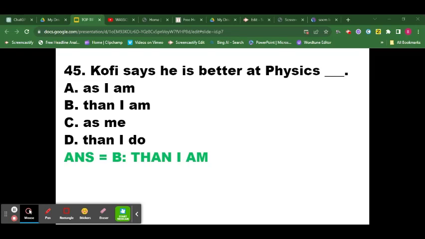Then we can use the elimination method. As I am in A doesn't tally, as me in C, and than I do in D are all incorrect. So we can eliminate all of them using the elimination method. And then what we have is, than I am in B. Okay, so that is exactly the way to tackle this type of question.